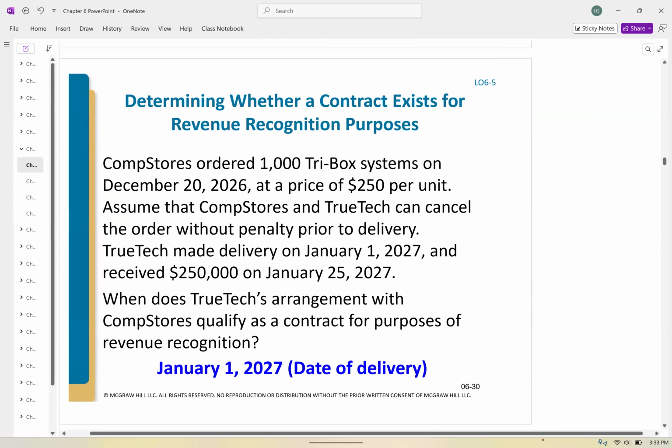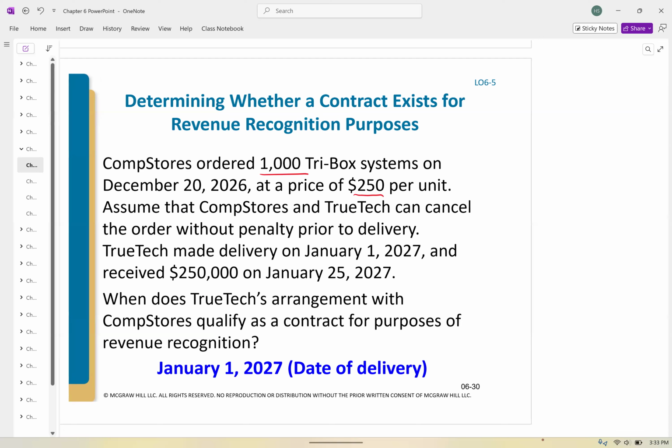We are looking at Comp Stores ordered 1,000 TriBox systems December 20th, 2026, at a price of $250 per unit. Assume the Comp Stores and TruTech can cancel the order without penalty prior to delivery. TruTech made the delivery on January 1st, 2027 and received $250,000 on January 25th.